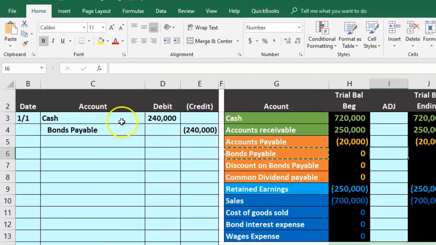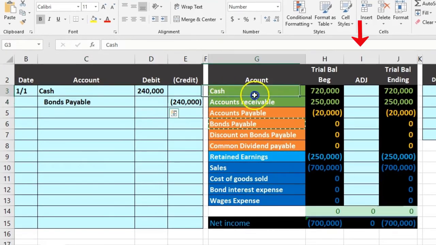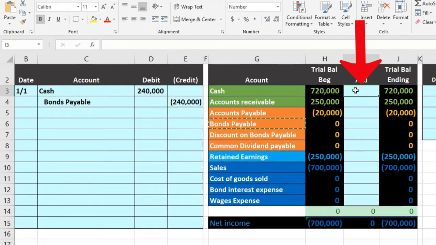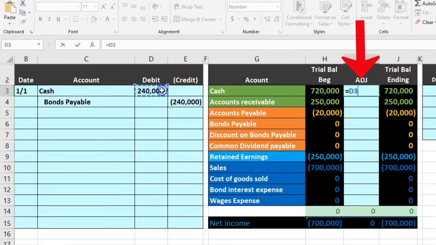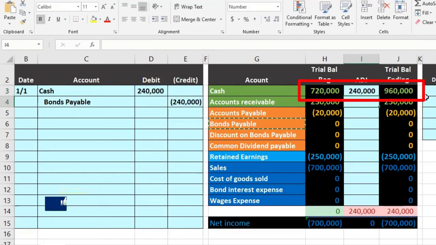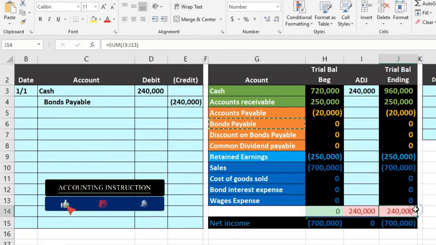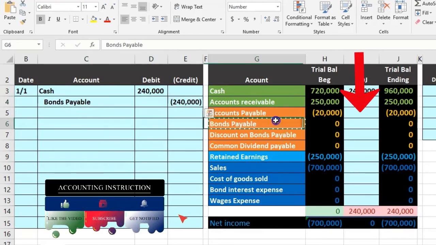So if we post this, then we've got the cash first. Cash is our first account. We're going to go in the middle column in I3. We will say equals, point to that 240,000, making the 270 go up by 240, to 510,000, bringing us out of balance by that 240 until we record the bond payable, which we will do here.